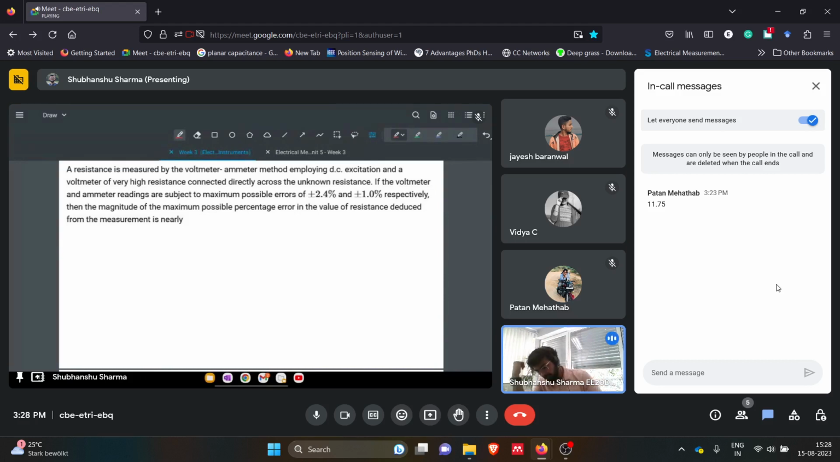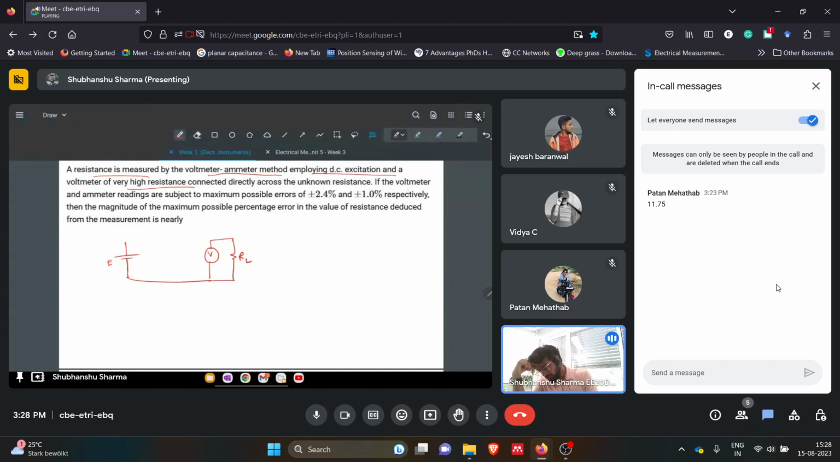So the question is saying resistance is measured by the voltmeter-ammeter method, employing DC excitation and a voltmeter of very high resistance. So they have a DC excitation here, E, let's say, and a voltmeter of very high resistance connected directly across the resistance to be measured, or I will say RL, the load resistance, which we have to measure.